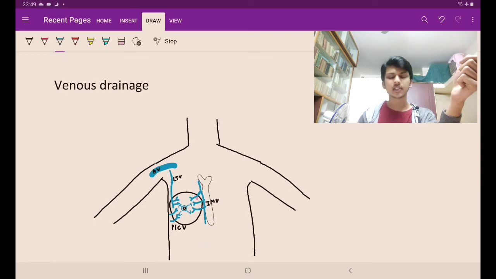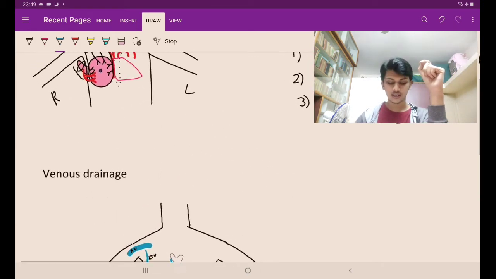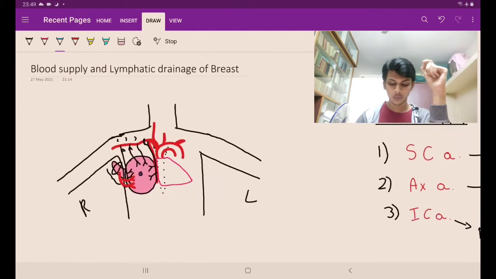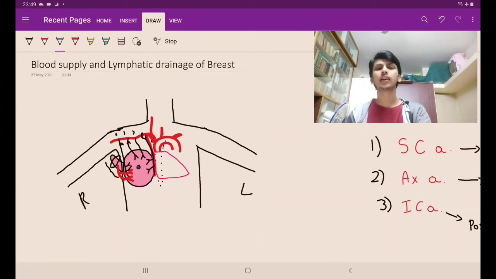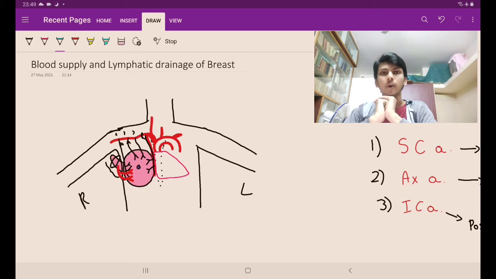Now guys, there is an interesting point here. So many blood vessels are supplying the breast. There are many arteries supplying the breast. So the breast is extensively supplied with blood. So if there is a trauma, if there is an injury, there will be extensive loss of blood. So the person can die, isn't it? So that is very important.